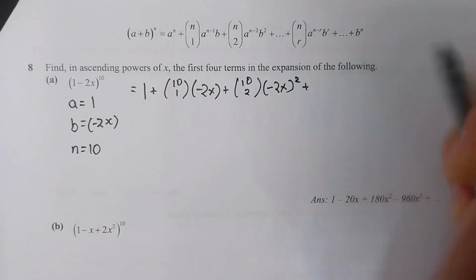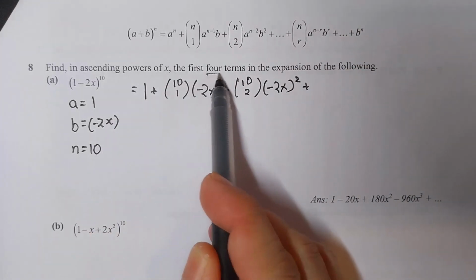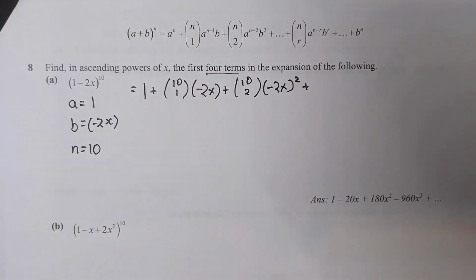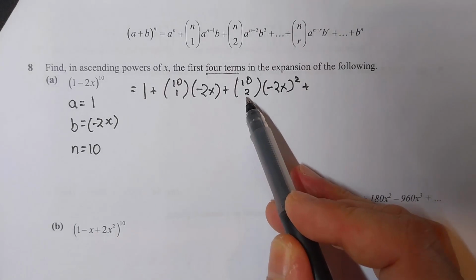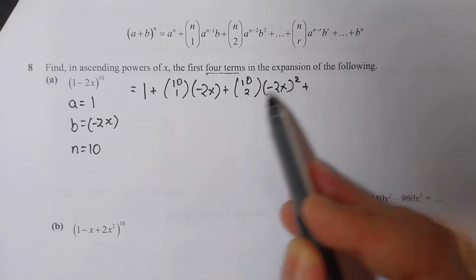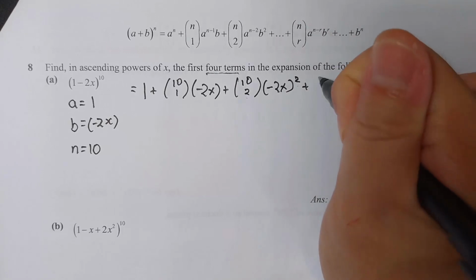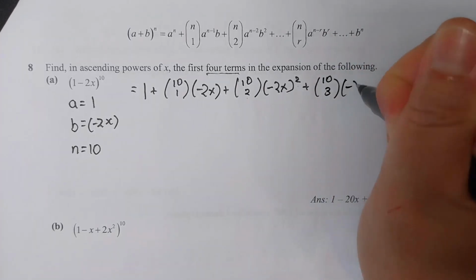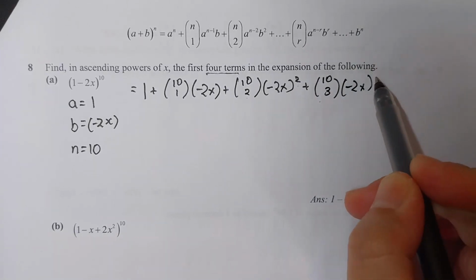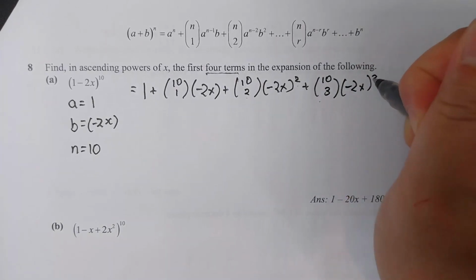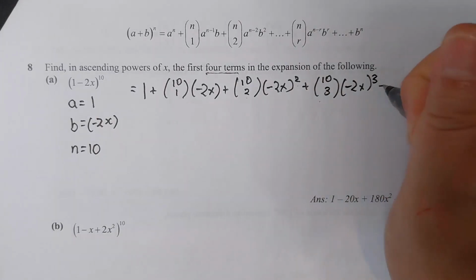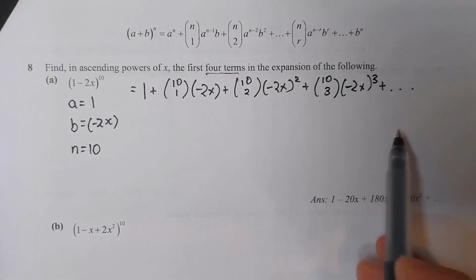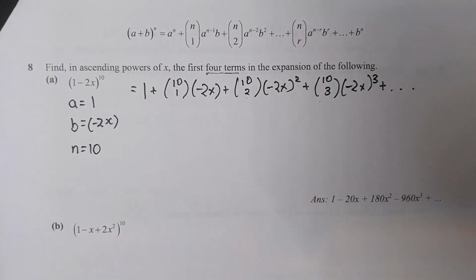And because we need 4 terms, so we have 1, 2, 3, and we need to do it once more. And once again, do realize that the value of r and the power here will always be the same number. So we have, lastly, 10 choose 3, negative 2x, and it's the same number, so we will put 3 here. Now, since the expansion has not ended, you must put these 3 dots after the plus sign towards the end.